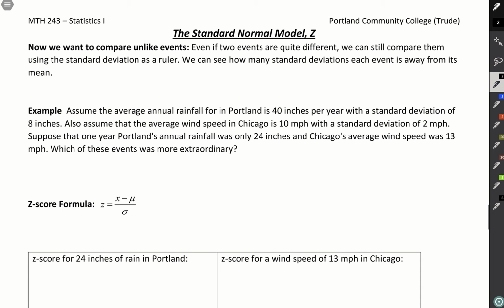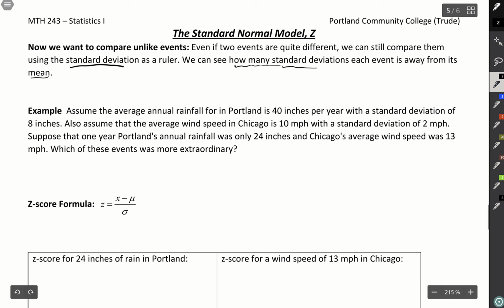Comparing unlike events can be really difficult, especially when they have different means and standard deviations, different expected values and different variabilities. So how can we compare them? Something we do is we standardize them. We create a ruler using the standard deviation. So what we do is we calculate how many standard deviations away a certain event was. So how far from expected was it compared to the mean?